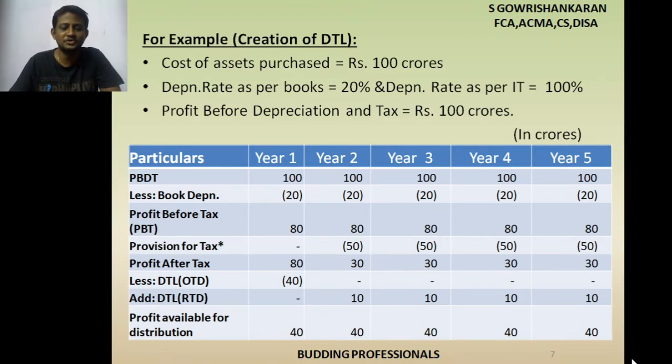Profit available for distribution. How much? 40 crore. Profit available to equity shareholders is neutralized now. It is 40 crores for the first year. Come to the second year.